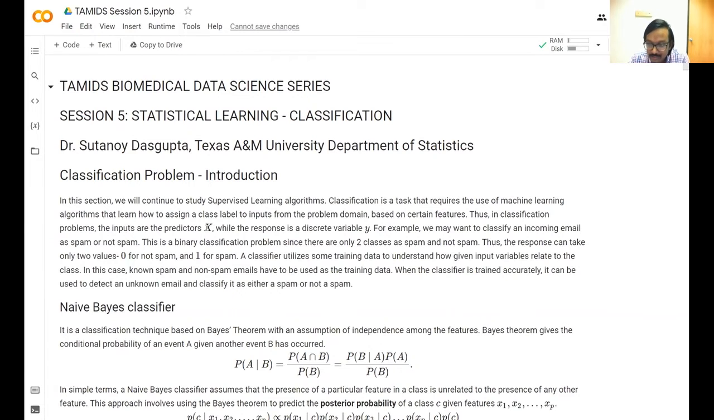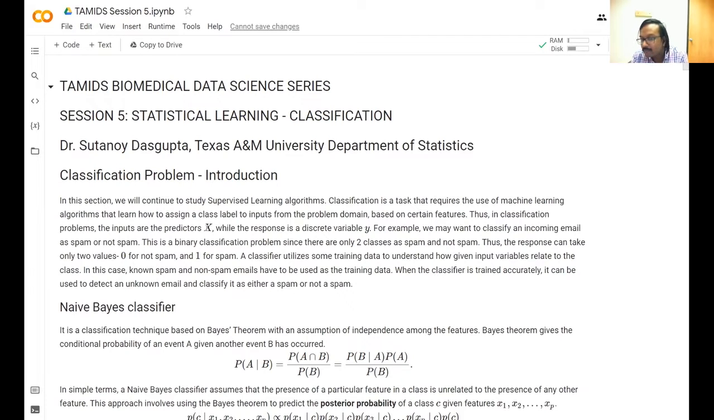In regression, the response variable used to be continuous. But for classification, the response variable is discrete. Rather, the response variable can be different classes or labels.